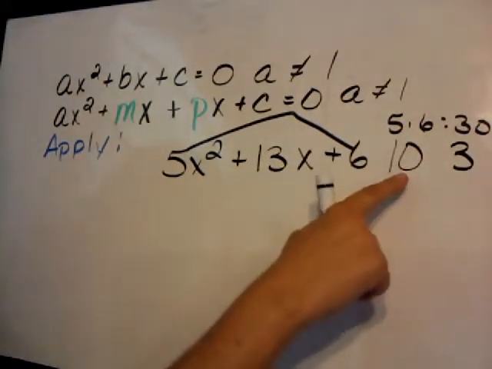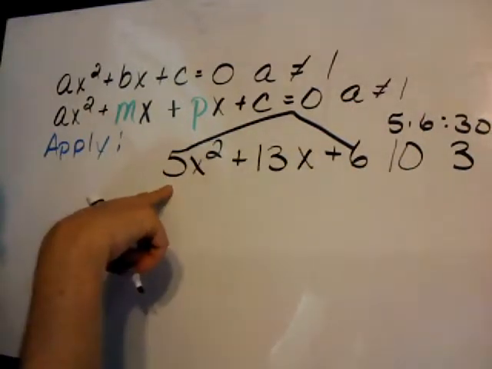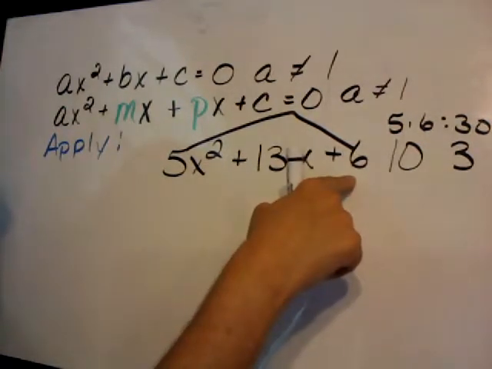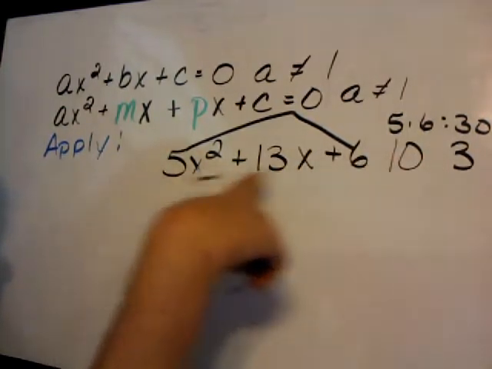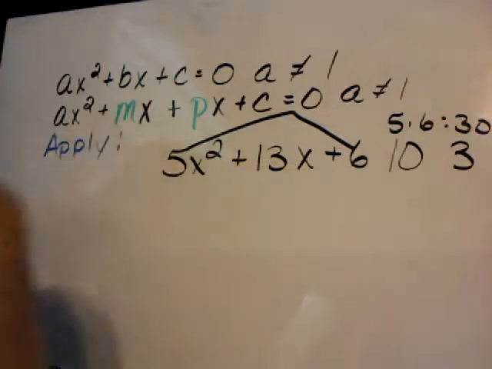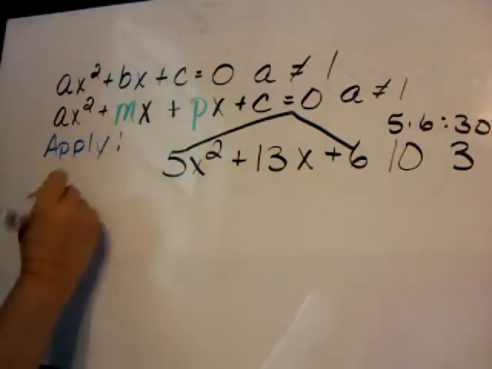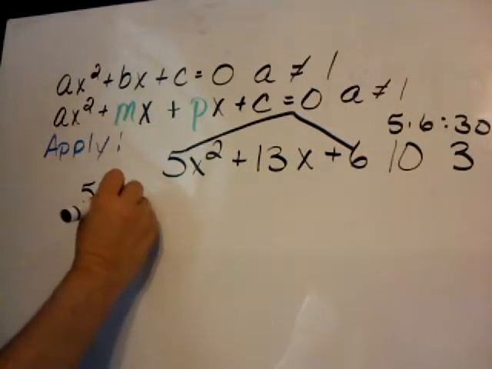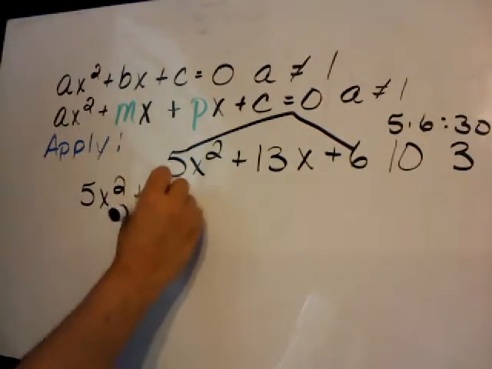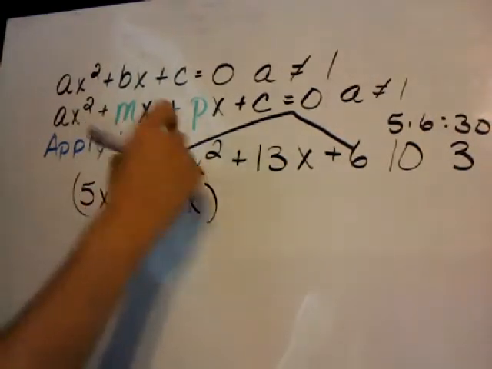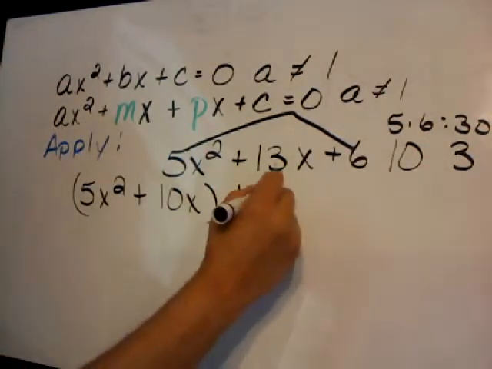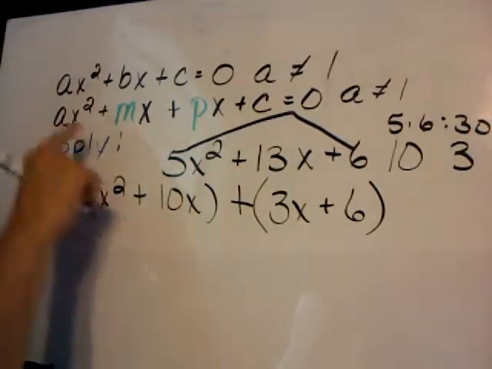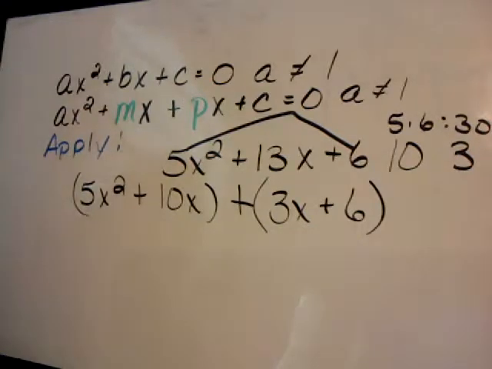So the first thing that comes to my mind is 10 and 3. Now when I'm looking at this problem, I know if I put the 10 with the 5, I could factor out 5s. Put the 3 with the 6, I can factor out 3. So you always want to look for common factors, things that you can factor out of the problem. So I'm going to rewrite this as 5x squared plus 10x plus 3x plus 6.